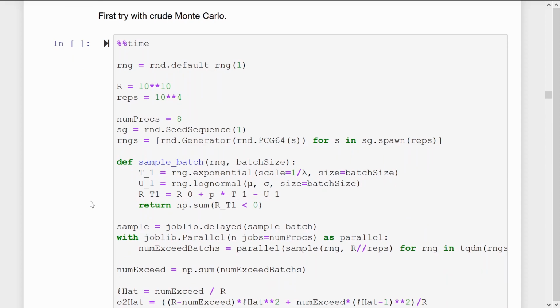First, we'll try to solve this just using Crude Monte Carlo. This is a copy of the parallel code we considered just before. The main simulation function is simulate batch, which counts the number of rare events which occur in a batch of 1 million samples. There you can see that we simulate the exponential claim arrival times t1, the log-normal claim size u1, and the reserve after paying the first claim, R(t1). We return the number of times this value is negative, corresponding to a bankruptcy of our insurance company.